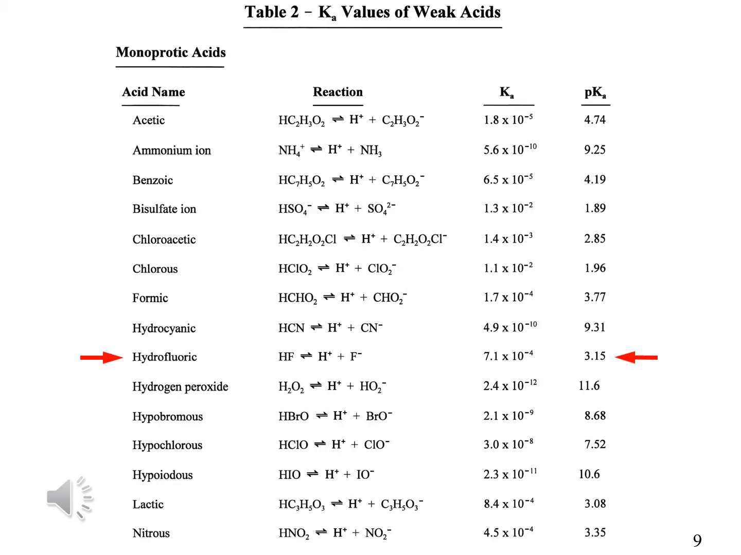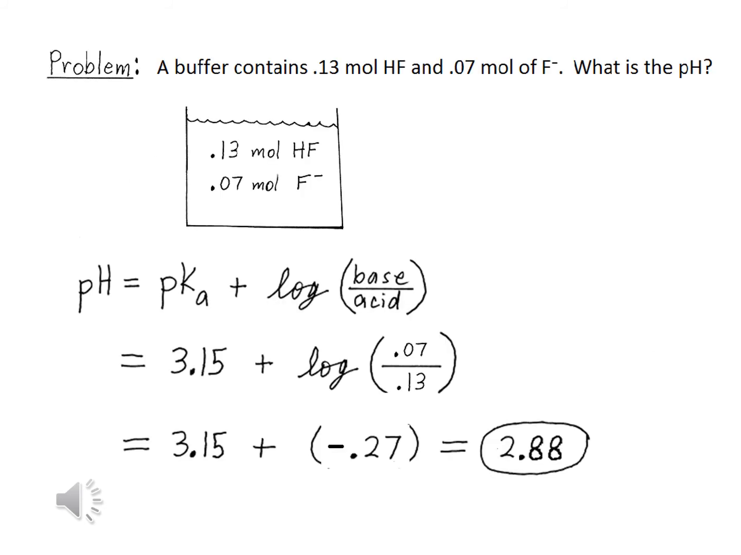So we look up HF, and you can see that the pKa is 3.15. In order to get the original pH, all we're going to do is take the buffer equation, plug in the base, 0.07, on the top, the acid, 0.13, on the bottom, and the pH goes below the pKa.